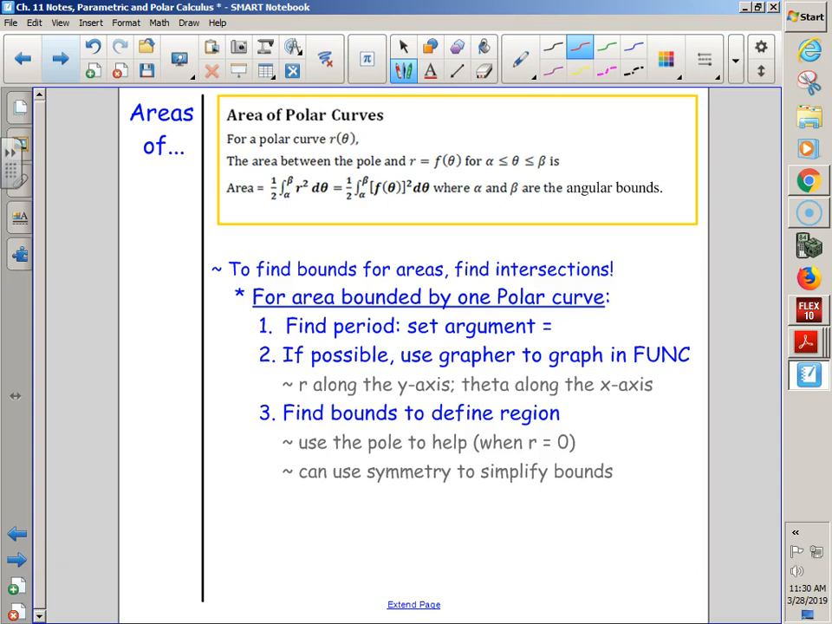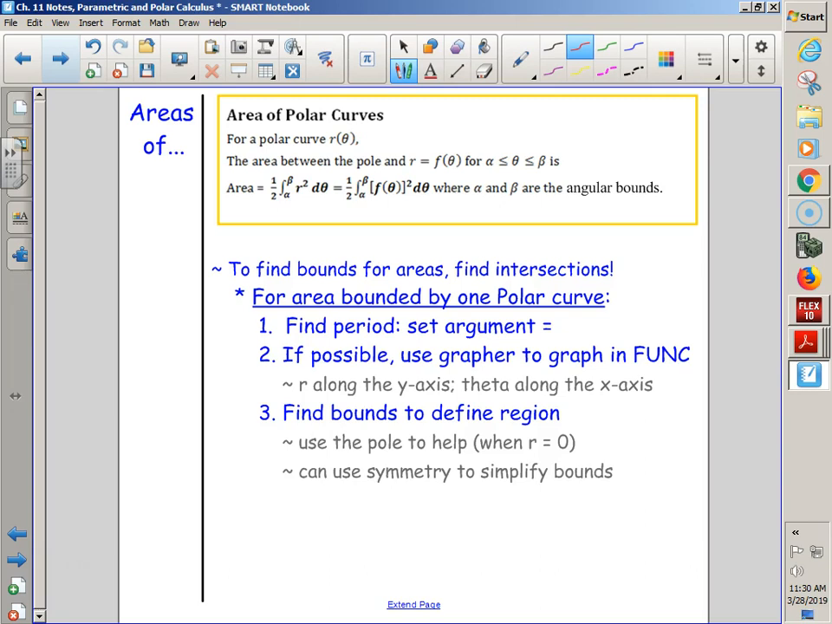Why is the card so small and then the blue stuff after it so big? The card says area of polar curves. For a polar curve r of theta, the area between the pole, the origin, that came up yesterday, Kathy and I were talking about, the area between the pole, the origin, and r equals f of theta, between two angles alpha and beta, is equal to 1/2 integral from alpha to beta of r squared d theta. R will get plugged in for f of theta because r is equal to f of theta, with angular bounds. Except underneath, the card says how to find bounds for areas.